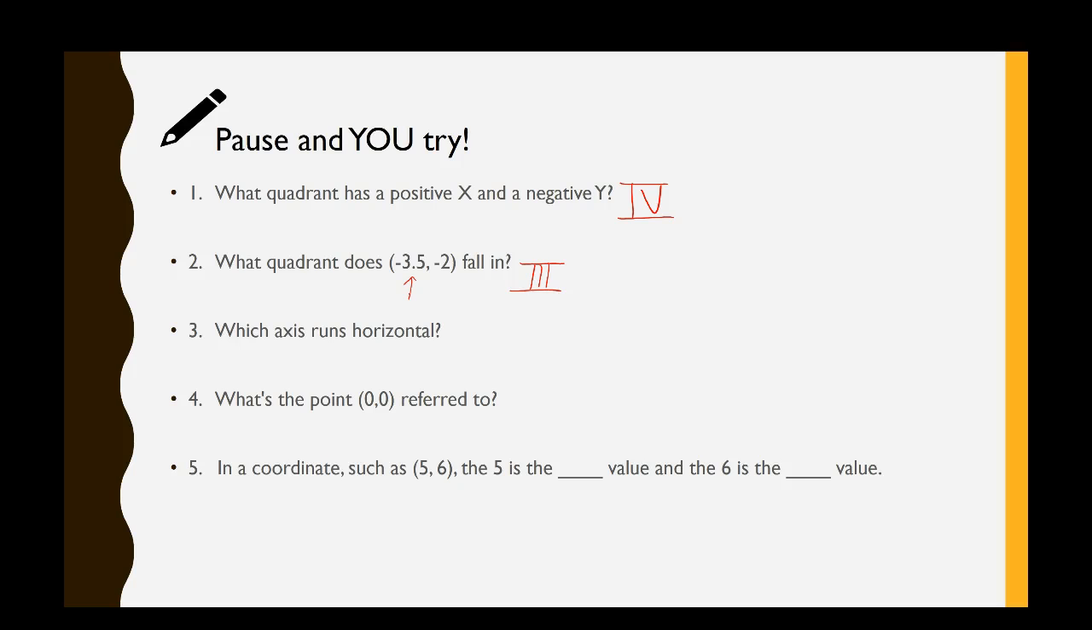Which axis runs horizontally? That's your x. What's the point (0, 0) referred to? Your origin. In a coordinate such as (5, 6), the 5 is the x value and the 6 is the y value. So no matter what, ordered pairs are x value first, y value second. Very good.